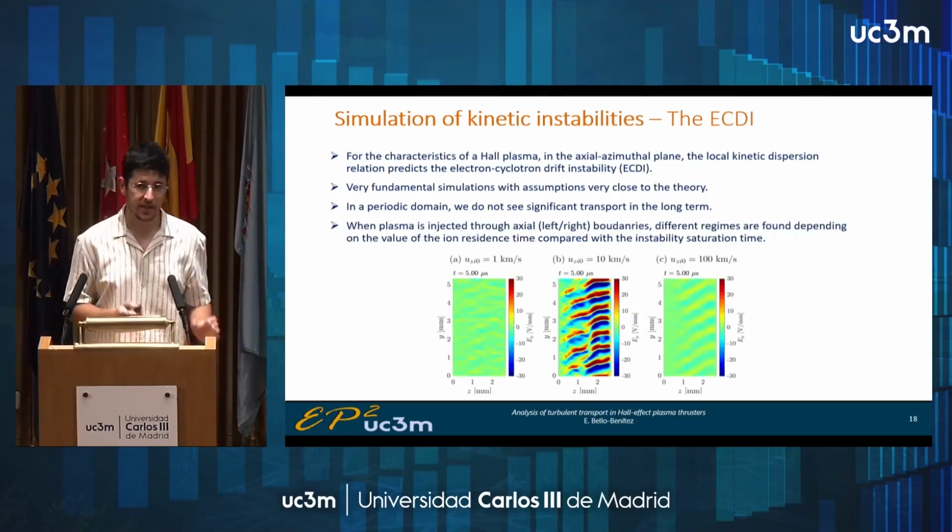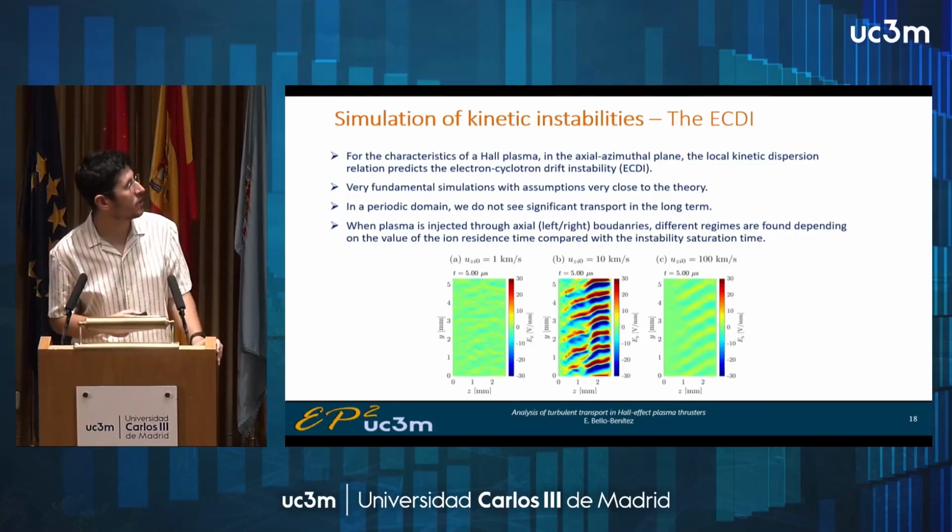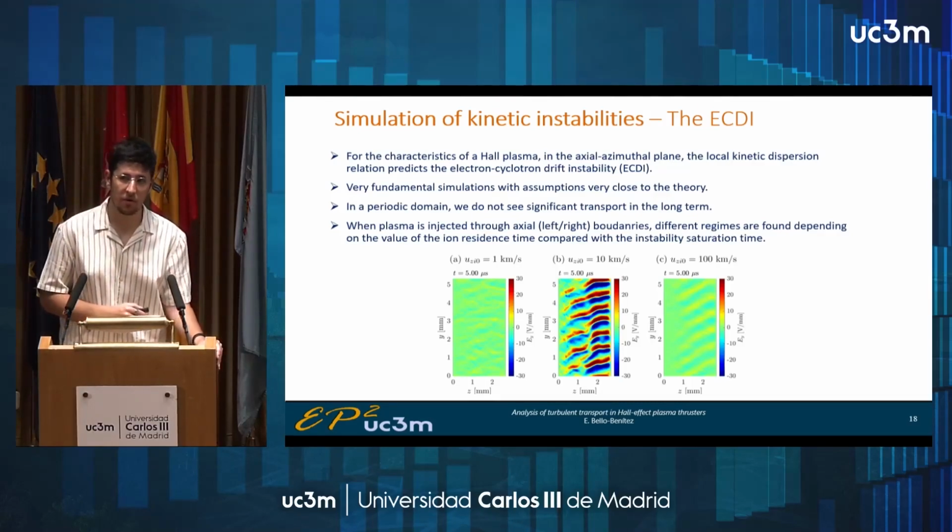However, when we change periodic conditions and instead we inject and remove particles through axial boundaries, we obtain different regimes depending on the velocity of the ions, okay? Depending on how the ion residence time compares with the saturation time of the instability, okay?